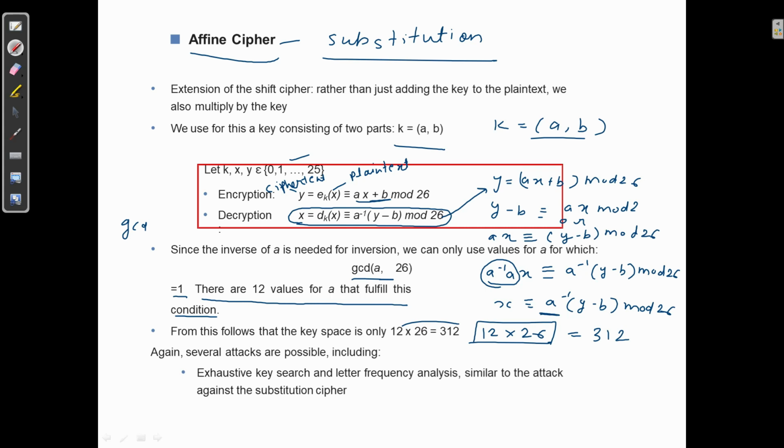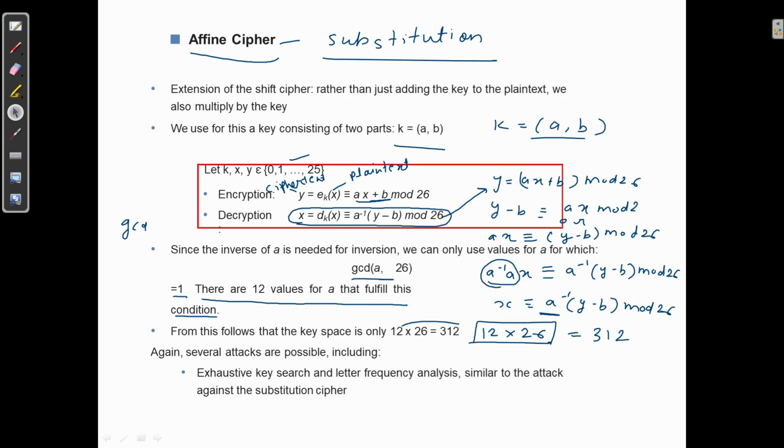Again, it's more than the Caesar cipher or shift cipher, but still 312 is not a very large number. So exhaustive key search and letter frequency analysis can break this cipher. Similar to the attacks on the substitution cipher, like in the case of the Caesar cipher or shift cipher, we check for keys or we check for frequency analysis. In the same manner we can do it for the affine cipher.